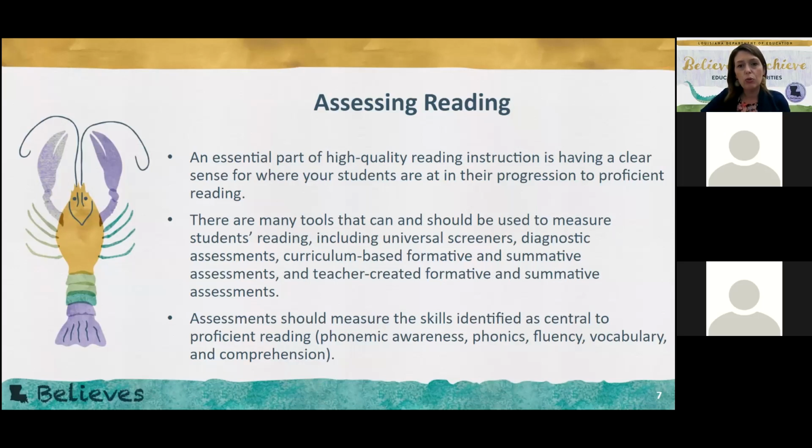We have many different tools that we can and should use to measure students' reading. And you guys are probably familiar with a lot of these, but we start off with universal screeners. We're going to talk a little bit about what a universal screener is. These are just really quick assessments that identify students who are at risk for not reading proficiently. We have diagnostic assessments. Diagnostic assessments are going to give us a lot of information on which skills in particular students are struggling with, or which aspects of the code a student is struggling with. We're going to talk about what those look like too.